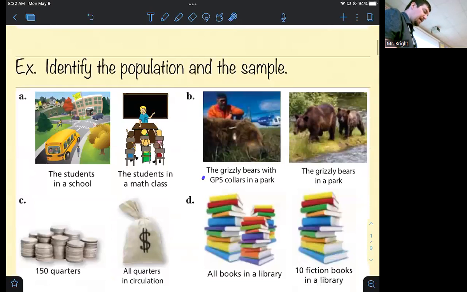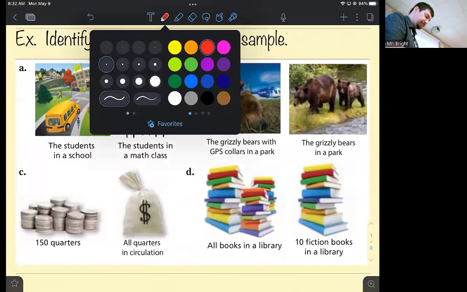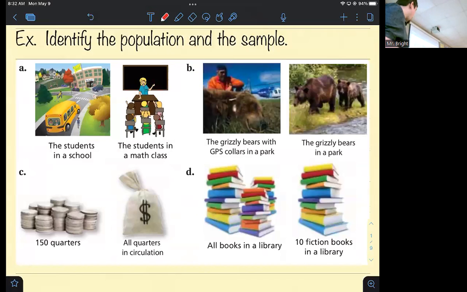Okay, so let's talk about populations and samples. I'm going to give you two options up here, and I want you to tell me which one's the population and which one is the sample. First off, we have the students in a school and the students in a math class. Branson, which of those is the population? That's right. The population is all the students in that school, and that makes the sample the students in one of the math classes. It comes from the population, but not as large as the population.